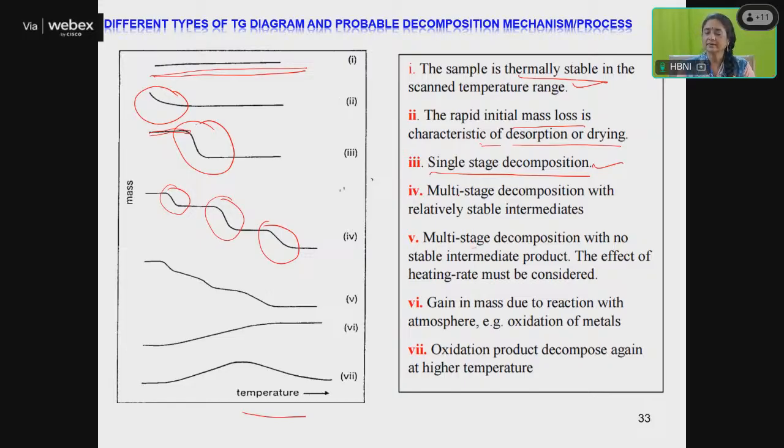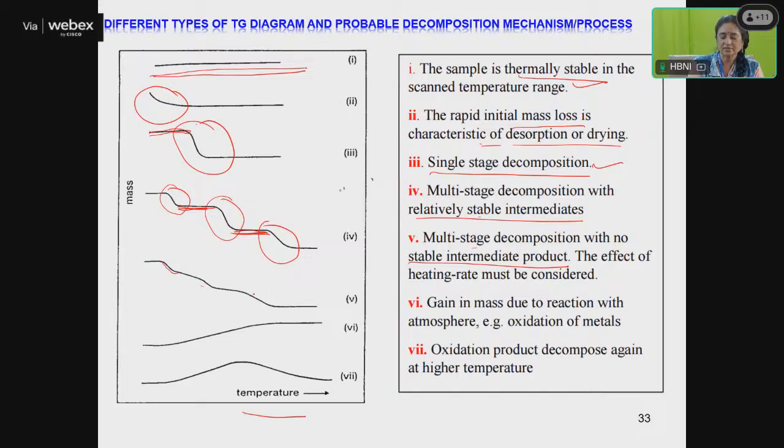Then multi-stage decomposition with relatively stable intermediates. Why? Because here after one decomposition, it is stable for quite some time. Again decomposition, stable for quite some time. So these are relatively stable intermediates. Then multi-stage decomposition with no stable intermediate product. So now you can compare this with this. Here it is decreasing, again there is no stable phase.